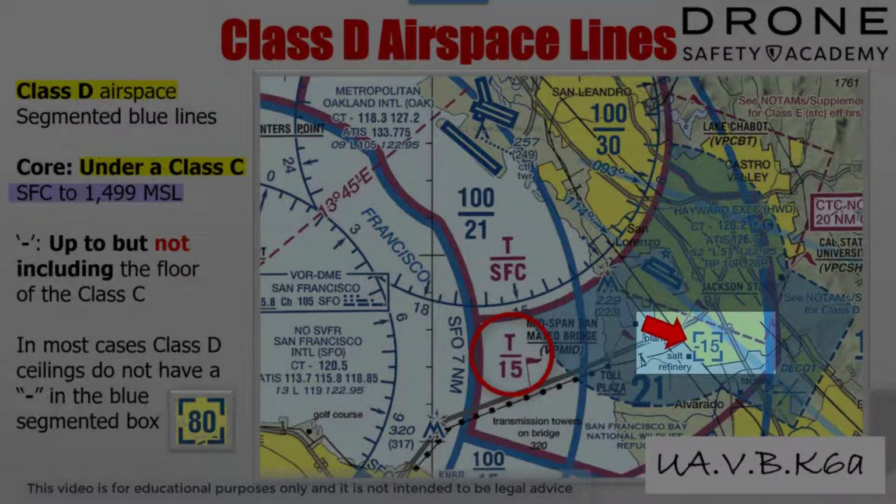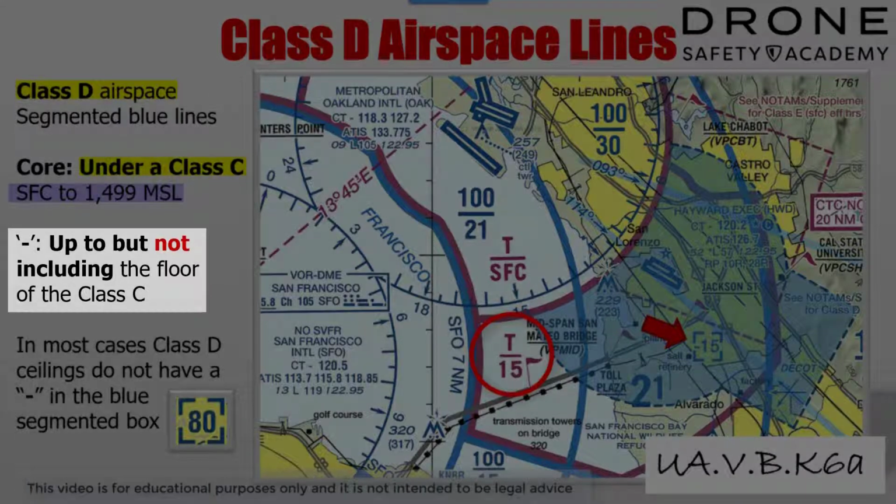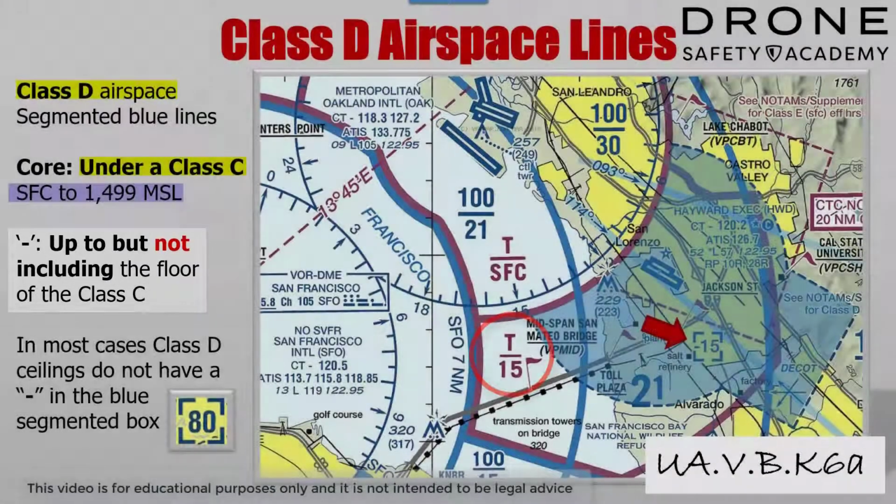Make note of the minus sign. That means up to but not including the overlying floor of the Class C tier. In most cases, Class D ceilings do not have a minus sign in the blue segmented box.